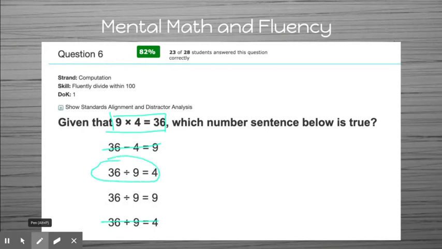So we want to make sure that when we are trying to solve a problem that we're using those numbers and we're switching the factors around with the answer, the product.